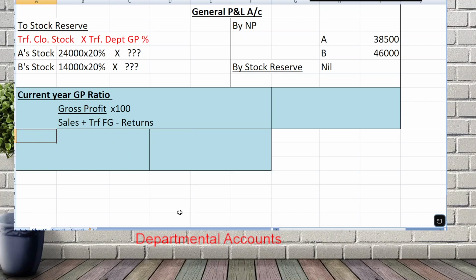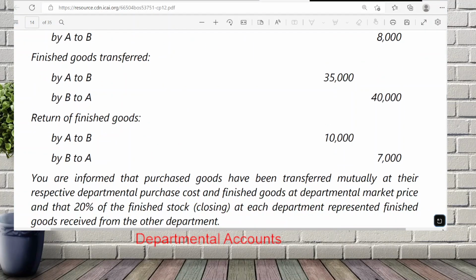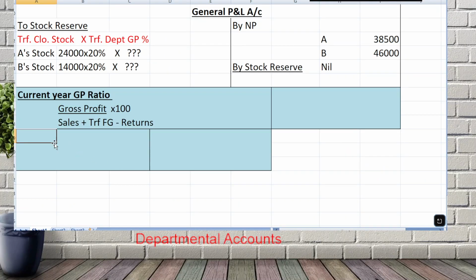Now where have they given the cost? Return of. So the transfer was at what price? Finished goods are transferred at what price? Selling price, which I would have recorded at selling price, both purchaser and receiver. Okay, so return also would have taken place at what price? Selling price. Department A. What is the gross profit of Department A?